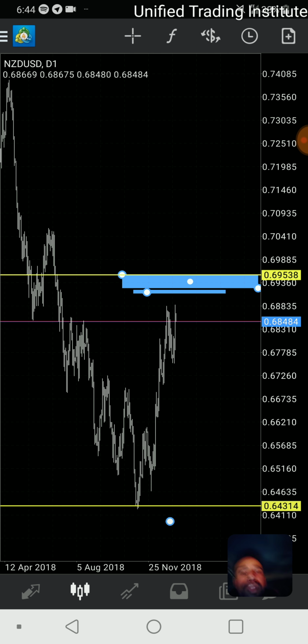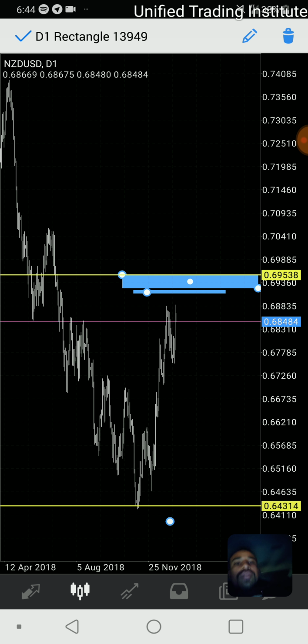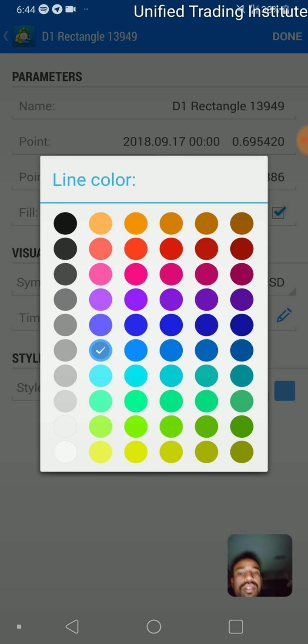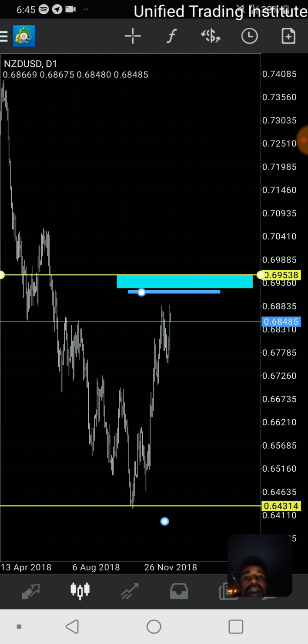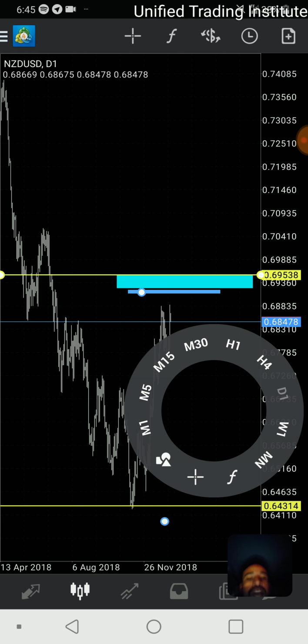So anywhere here. Let's change this to this color. So that guy right there. Yep. Anywhere in there. Again, there's not going to be a perfect system. You're not going to get the tip of the wick every single time. Nothing like that. You just want a zone. Make sure you invest the amount of money you're willing to lose.